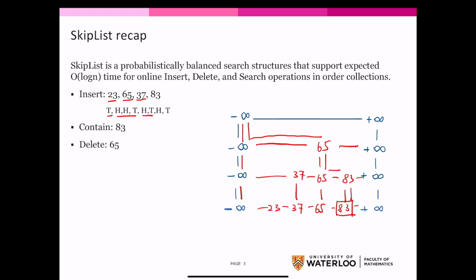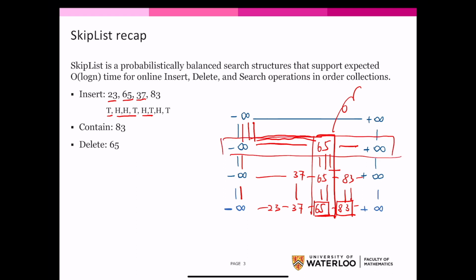Let's delete 65. We first search for 65. We go from the top level, and then we find 65, and then we keep stepping down. We get 65, and then we remove the entire tower of 65. Because the second level will now become empty, we also remove the second level. These are the operations of the skip list structure.